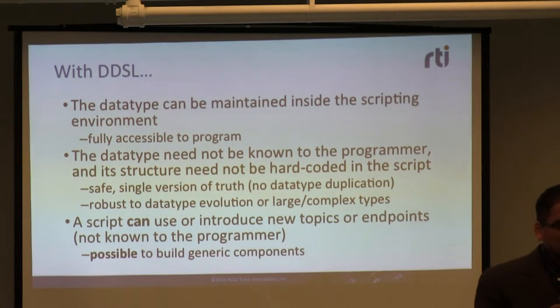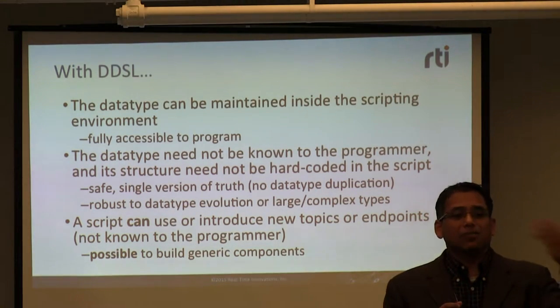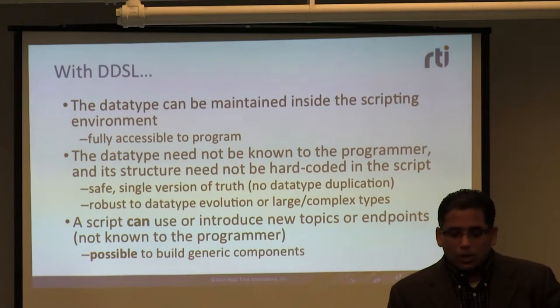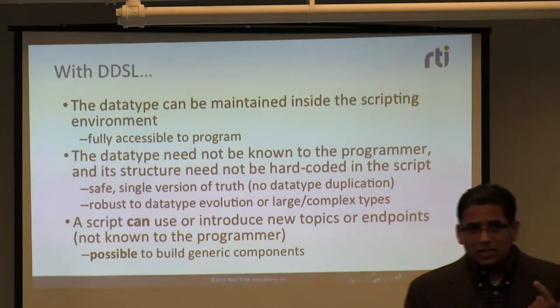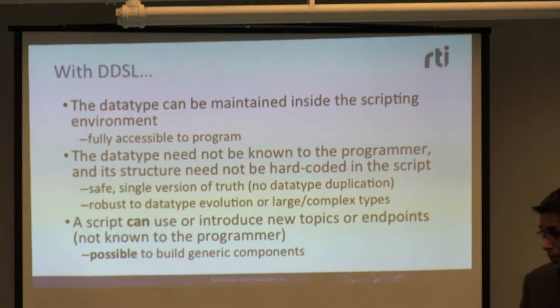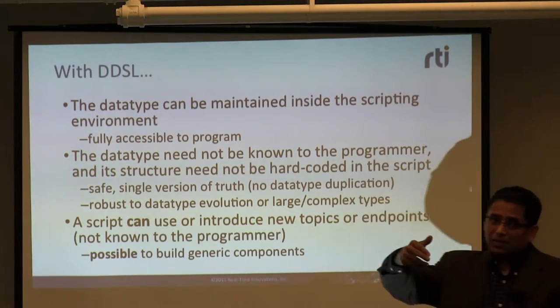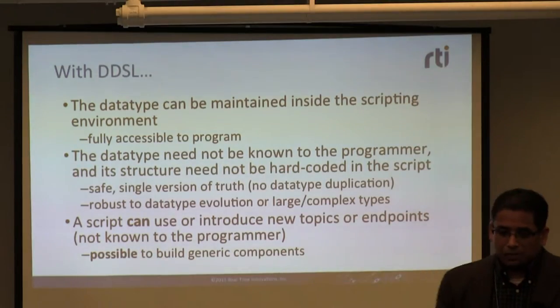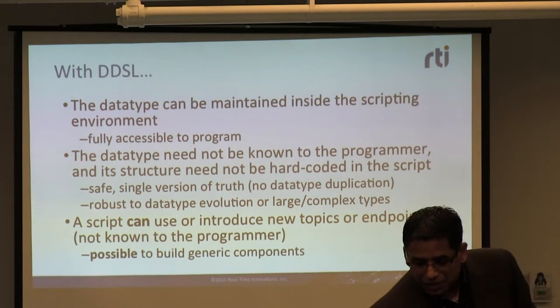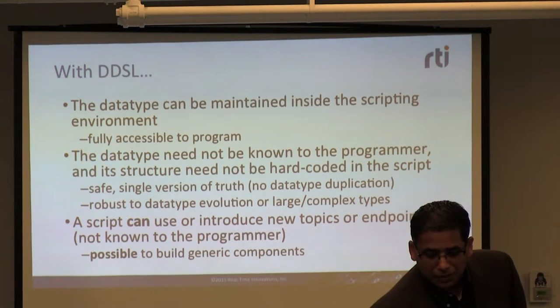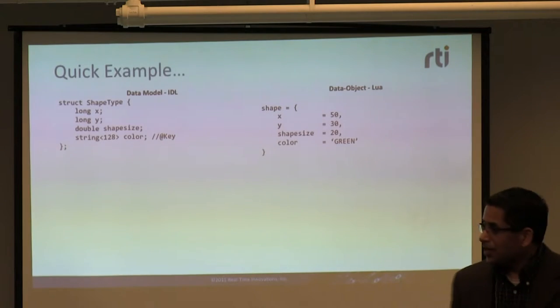Your script discovers the data type from somewhere or reads it from a file. It can automatically do operations with it. There's basically one single version of truth rather than having multiple versions, and it can all be tied back to the same underlying data model, and essentially now a script can introduce new data into the data space. Right, so here's a quick example.